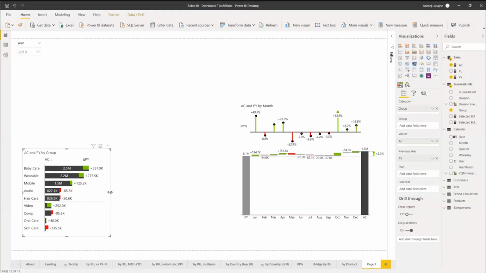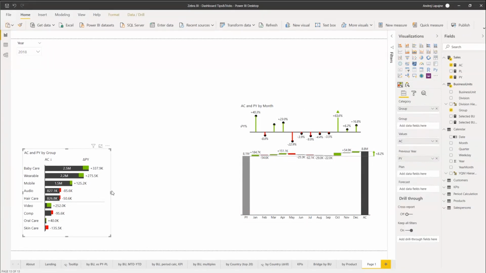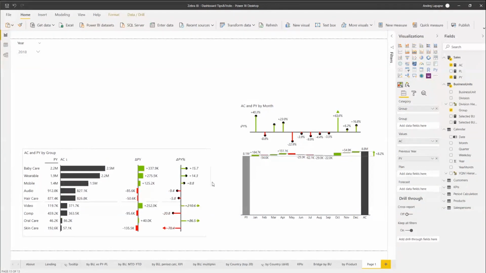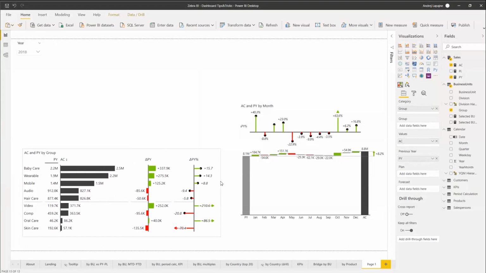Right. Again, this visual is sort of responsive, like this one. If you make it bigger, the charts will just pop out. Right.